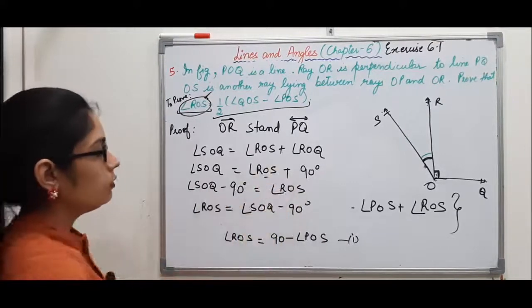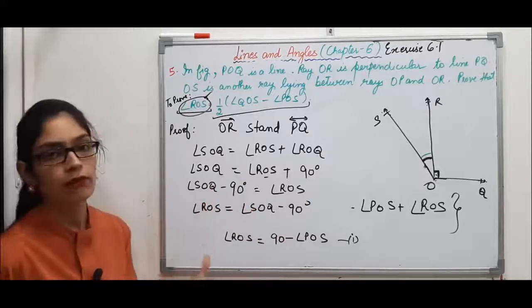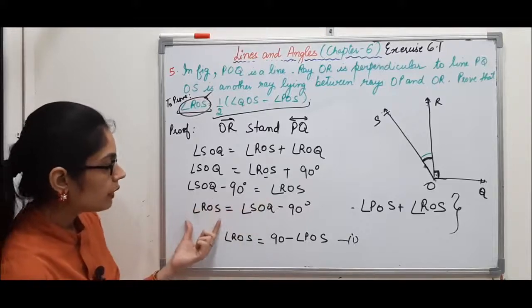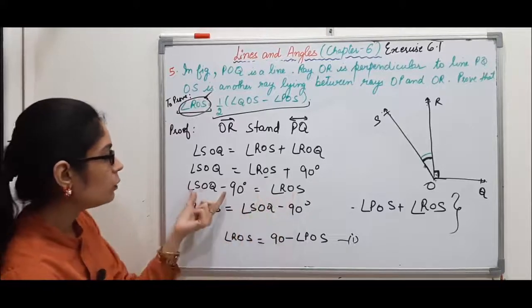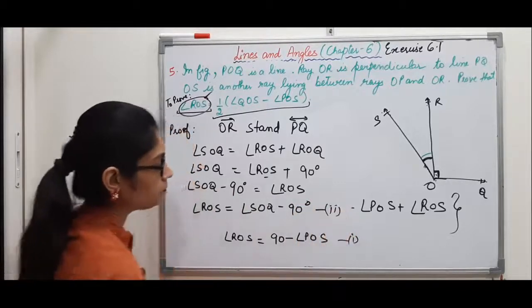Only I have interchanged the terms, but everything is same. Rearrangement I have done, not interchange. So rearrangement I have done, everything is same. Angle ROS, it's equal to SOQ minus 90. So let's mark it as second point.